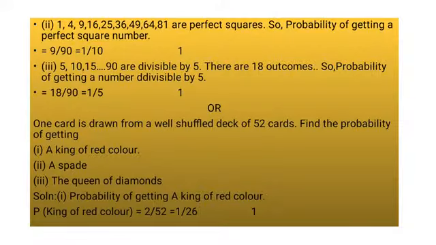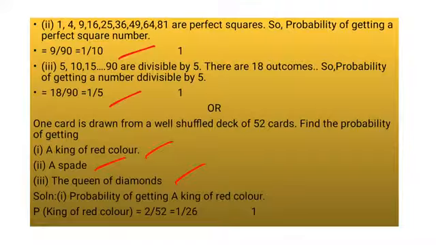Part 2: 1, 4, 9, 16, 25 are perfect squares. So probability of getting a perfect square number is 9 by 90, that is 1 by 10. 5, 10, 15, up to 90 are divisible by 5. There are 18 outcomes. So probability becomes 18 upon 90, that is 1 upon 5. Here is the optional question. A card is drawn from a well shuffled deck of 52 cards. Find the probability of getting a king of red color, a spade, the queen of diamonds.